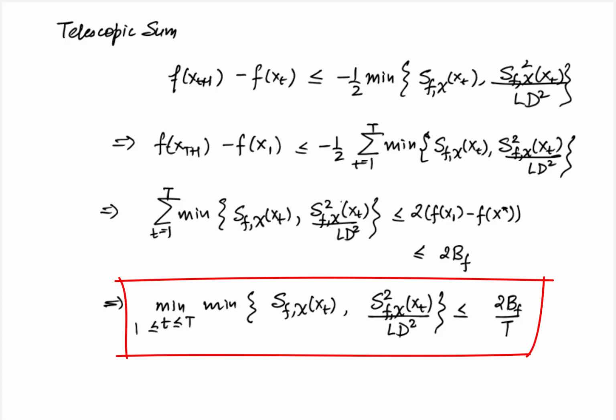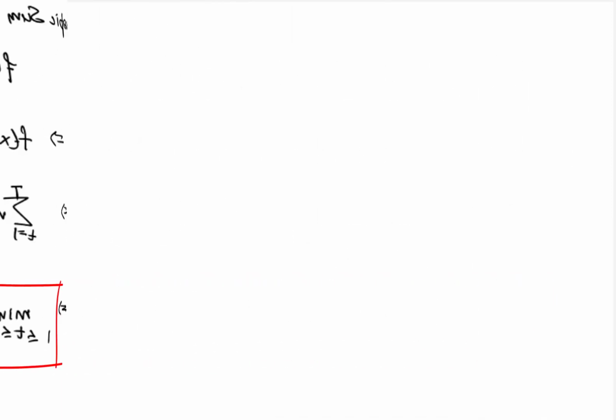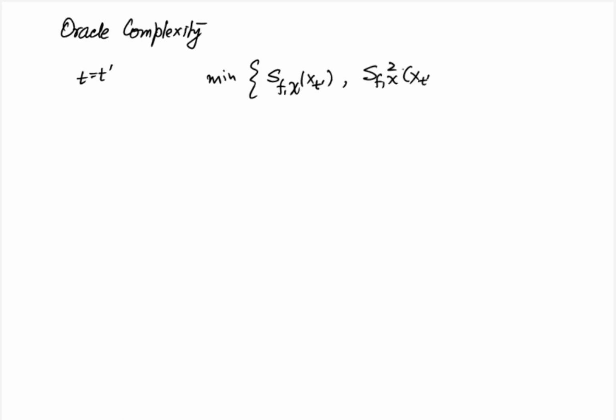So now in this case you have two different terms on the left and the oracle complexity is actually different for each of the terms. So we will need to consider the two terms differently and then take the maximum of the two. At this point, let us say that t equal to t prime is the iteration where the minimum on the left hand side is attained. In other words, we have that minimum of s of xt prime comma s of xt prime square by ld square is less than or equal to 2bf by capital T.